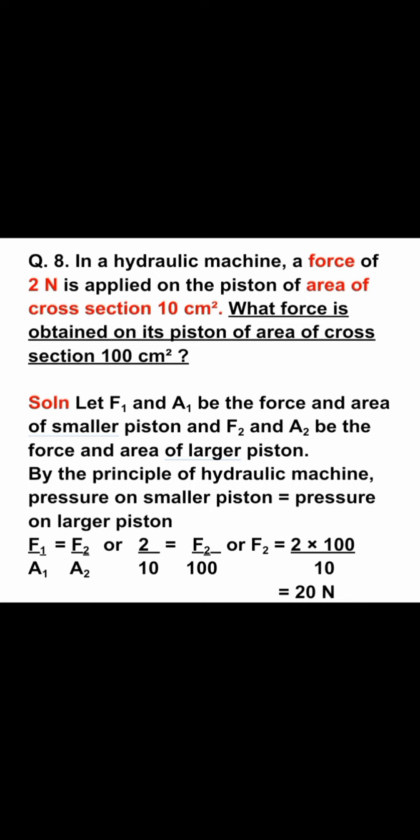Force on the smaller piston was 2 Newton and area of the smaller piston was 10 centimeter square. So it's 2 by 10. And F2, that is the force on the larger piston, we have to find. And the area of cross section of the larger piston is given as 100 centimeter square. So we get 2 by 10 equals F2 by 100, or F2 equals 2 into 100 cross multiplication divided by 10, which is equal to 20 Newton.